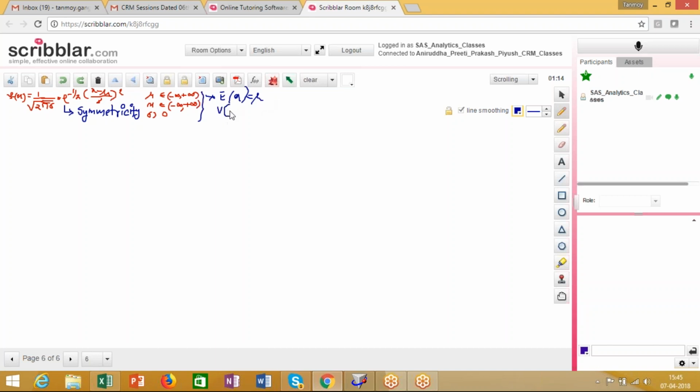The variance of this variable x is sigma square. So over here what I have is the variance of x. So basically the normal distribution is defined by the mean value and the variation about the mean value. Now this is one of the most important characteristics. So that's a constant mean and a constant variance.